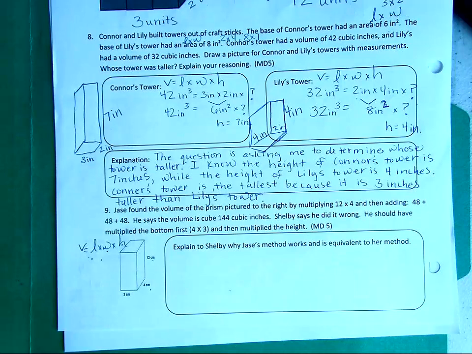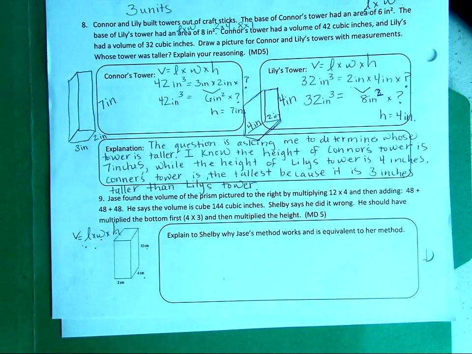And then Shelby says, no, Jace, you did it wrong. You should have done the bottom first. You should have said 3 times 4 is 12 and then multiply the height. 12 times 12 is 144. They both got the right answer. So it's our job to explain to Shelby why it's okay for Jace to do that. So we need to explain to Shelby about the commutative property of multiplication.